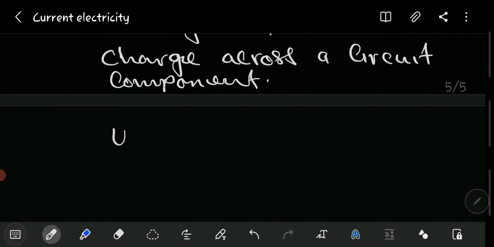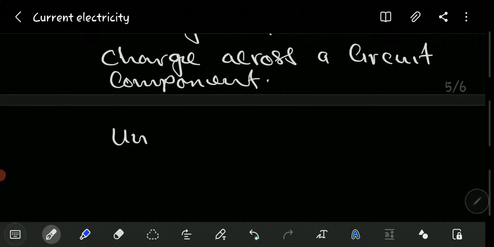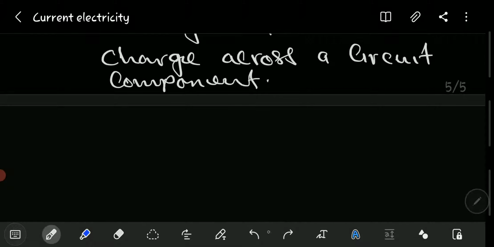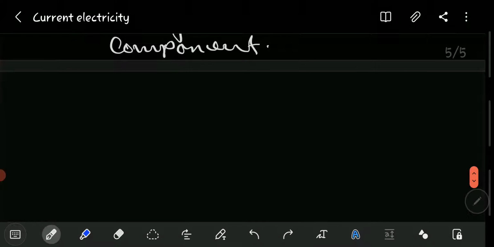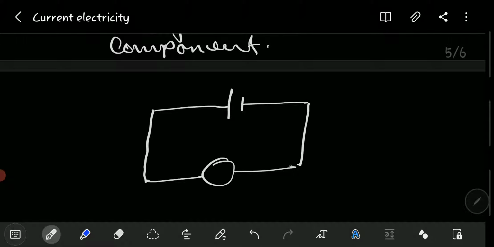However, before we even look at the unit, it's better we actually understand what this statement means. So if, let's say, in our previous circuit, where we had a cell and a lamp, now this is a closed circuit, so we expect our lamp here to light up.